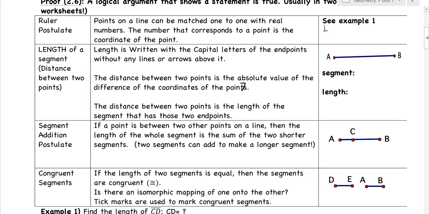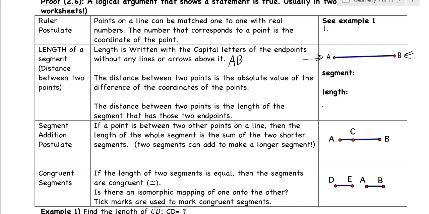Now we get into some serious, important geometry stuff. The length of a segment: the distance between the 2 endpoints. Length is written as the capital letters of the endpoints without any lines or arrows above it. So when we're talking about length, the number of units associated with a segment, it's just the 2 endpoints with no line above them. AB, those 2 letters together are telling you that you're dealing with the length, the distance between those 2 endpoints, A and B.